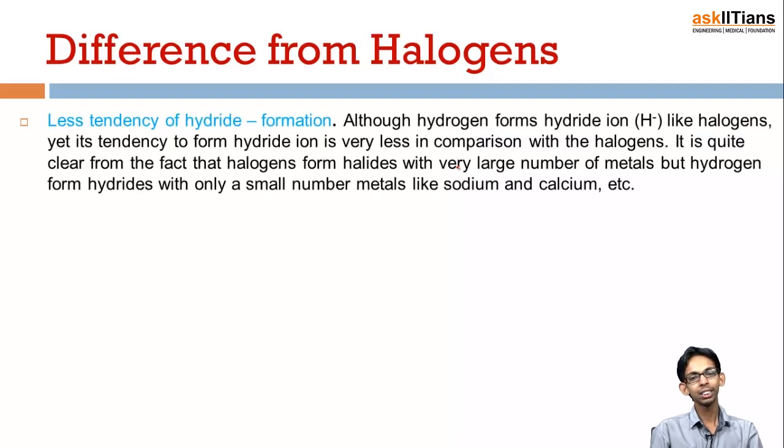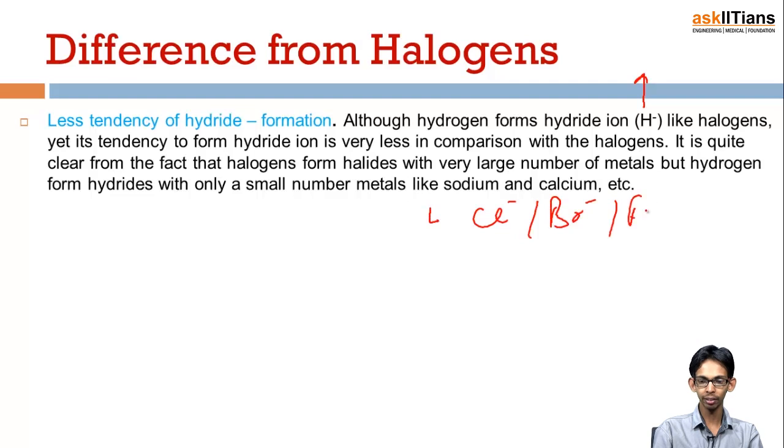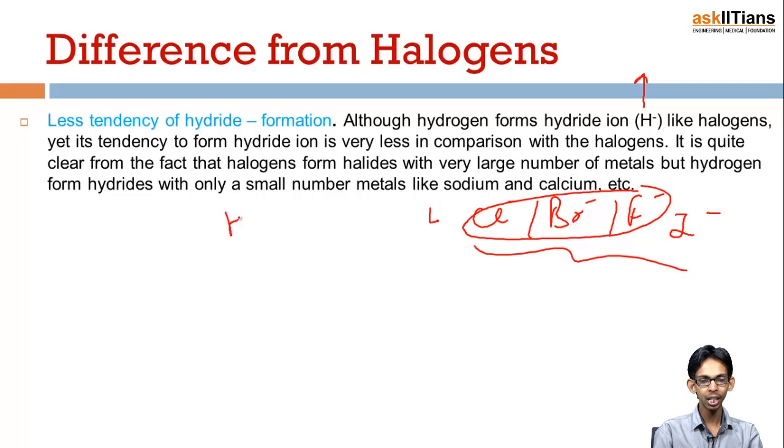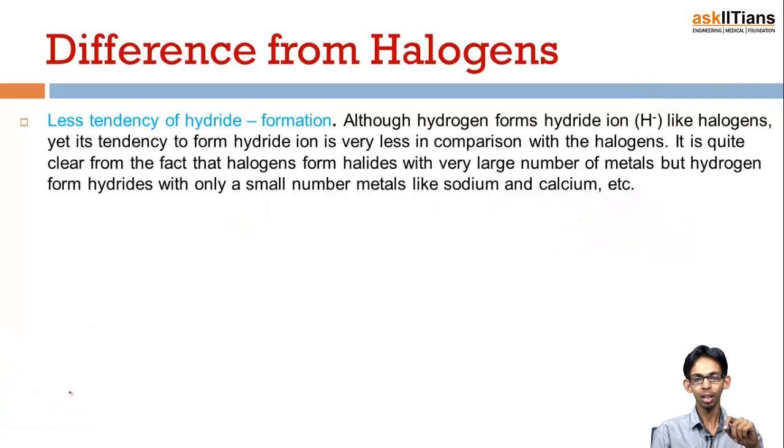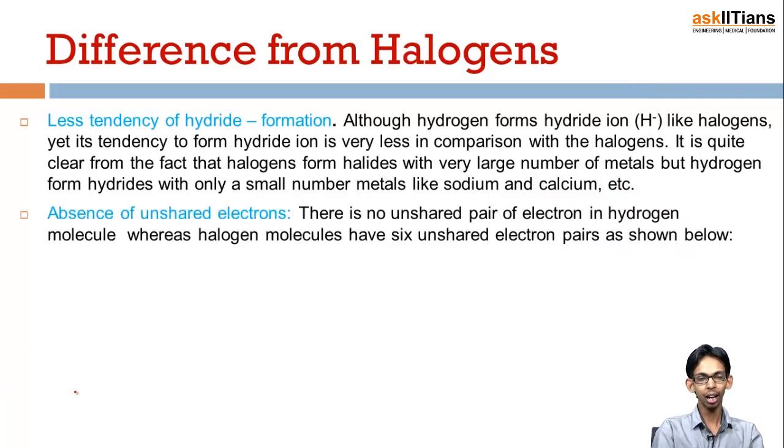First of all, it has less tendency to form hydride. H negative is hydride ion. We are very well aware of the fact that chlorine negative, bromine negative, fluorine negative and iodine negative ions also exist very frequently, but H negative does not. Hydrogen has very little tendency to form H negative ions. So this is the first difference between hydrogen and halogens.